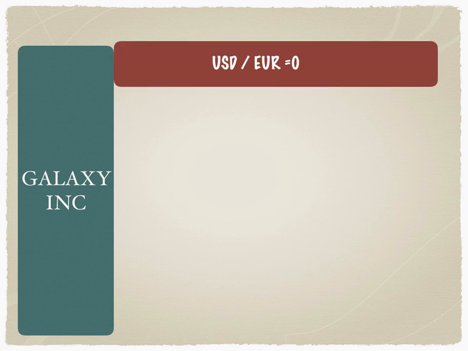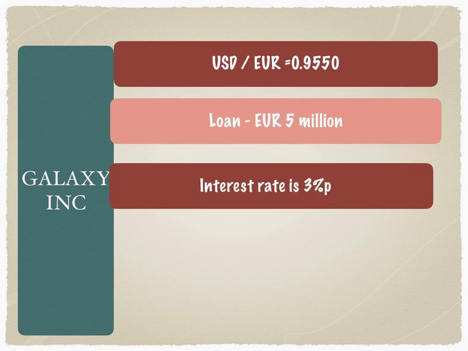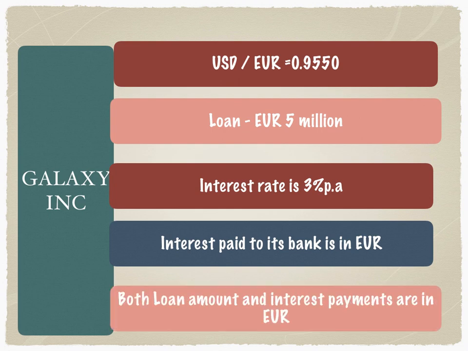On the other side of the transaction, the transaction hasn't happened yet, but there is a company called Galaxy Inc., which has a loan of EUR 5 million. Its interest rate in EUR is 3% per annum. The USD EUR exchange rate is about 0.9550. Galaxy Inc. has to pay its bank interest in EUR, so both the loan amount and the interest amount are in EUR.